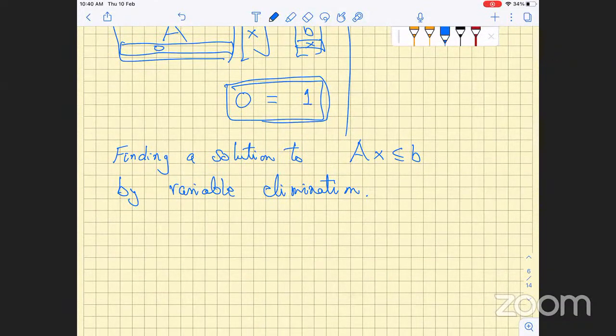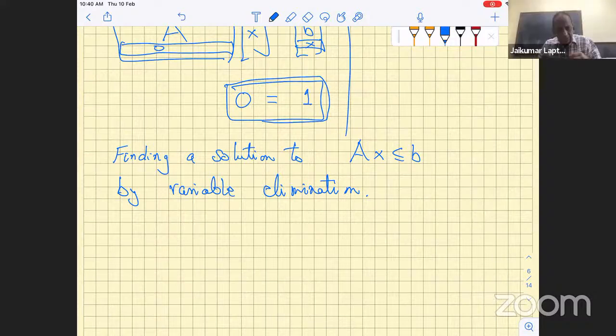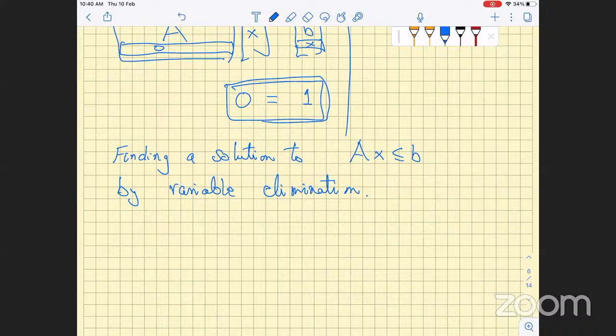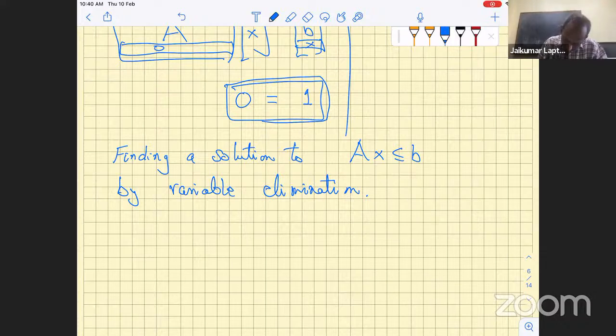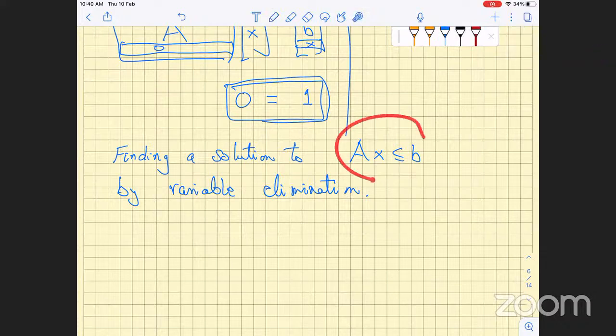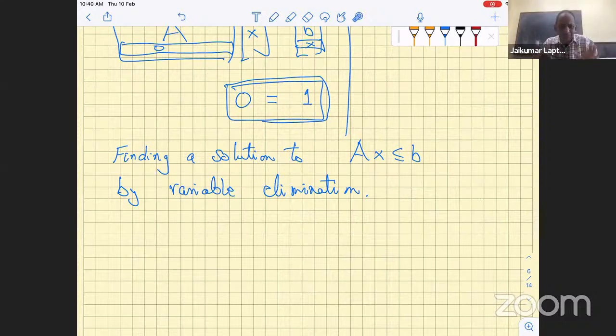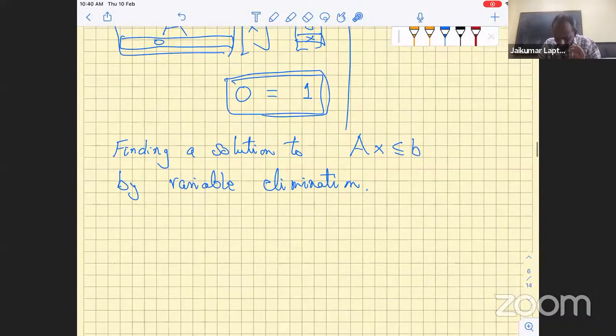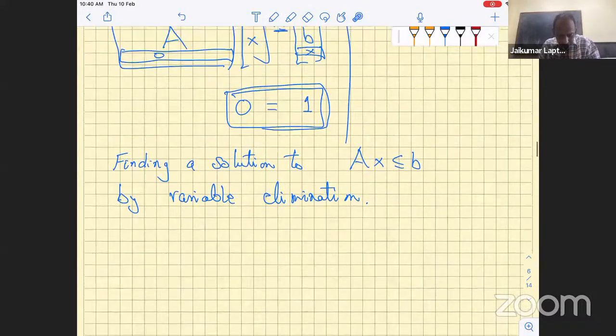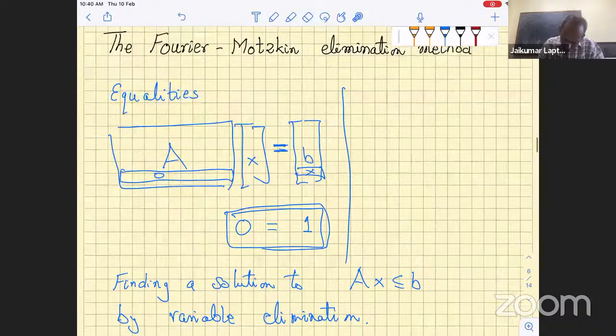Here, x greater than or equal to 0? No, this is just an equation. If you had x greater than or equal to 0, you have to somehow include it in this. We are just working with the fundamental problem of inequalities, Ax less than or equal to b. And here is a method for solving them. We could have used simplex, but I'm going to suggest another method, and this method is due to Fourier, and it's called Fourier-Motzkin.